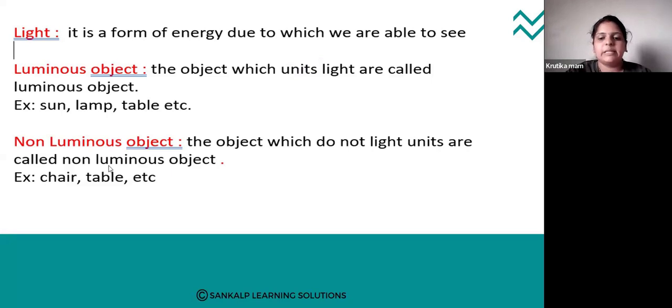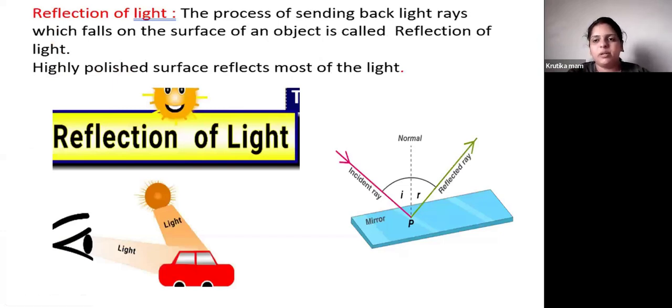So moving to the next point, students. Yes, very, very important point. The first phenomenon of light which we are discussing here is the reflection of light. So what do you mean by the reflection of light? Let us discuss. The process of sending back of light rays which fall on the surface of an object is called what? Reflection of light.